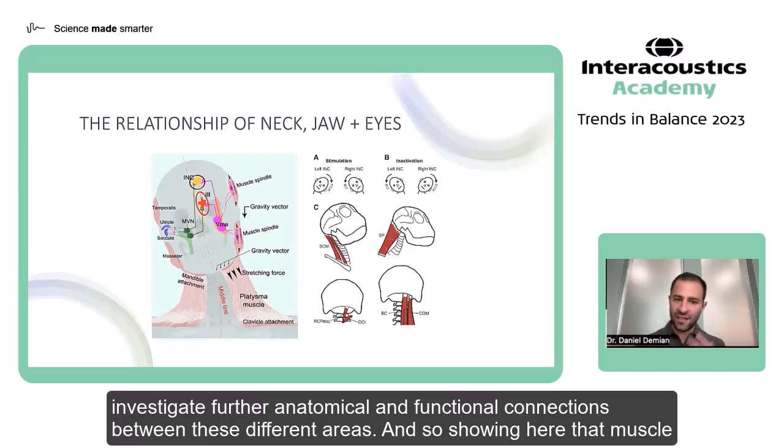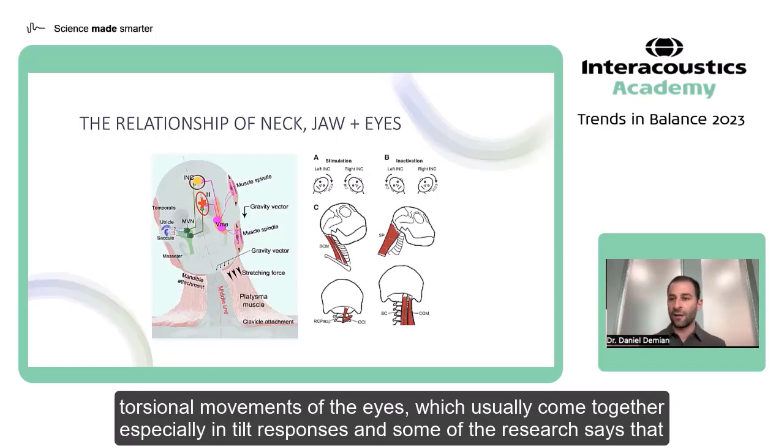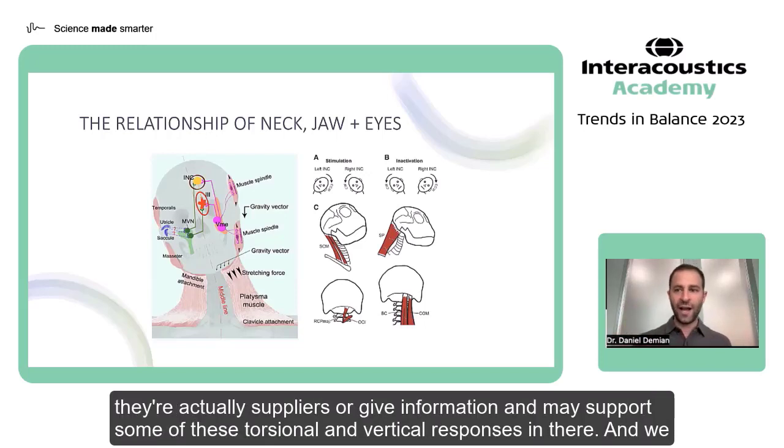And so, showing here that muscle spindles within the jaw, the SCM, the temporalis, integrate with some of the vestibular nuclei and influence vertical and torsional movements of the eyes, which usually come together, especially in tilt responses. And some of the research says that they actually supply or give information and may support some of these torsional and vertical responses in there.